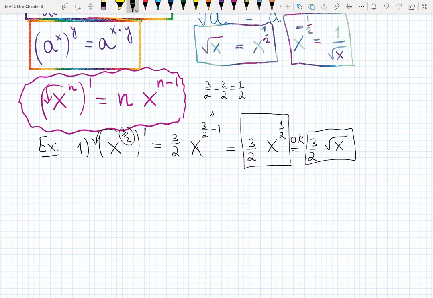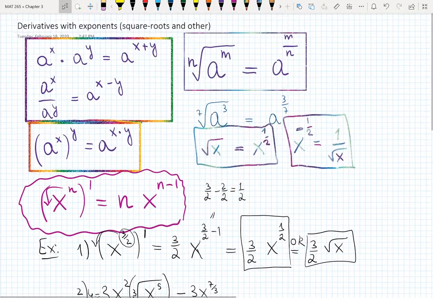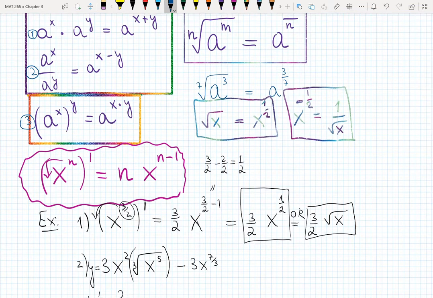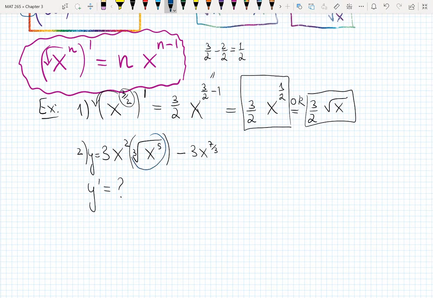Now, what if we have a combo? I'm working with 3x squared, times the cube root of x to the 5, minus 3x to the 7/3. Can you differentiate that? I will write down y equals, then y prime is. Before finding y prime, I don't want to do it right away. I would collect all the terms and simplify using the rules I just showed you. So let's name them rule number 1, 2, 3, 4. I'll be using rule number 1 here, you see, x squared and x to the 5/3. How do I know? I'm using rule number 4. Rule number 4 will help me to rewrite this part.